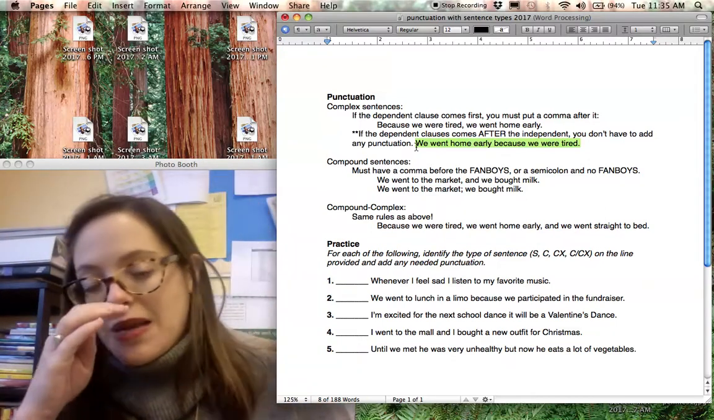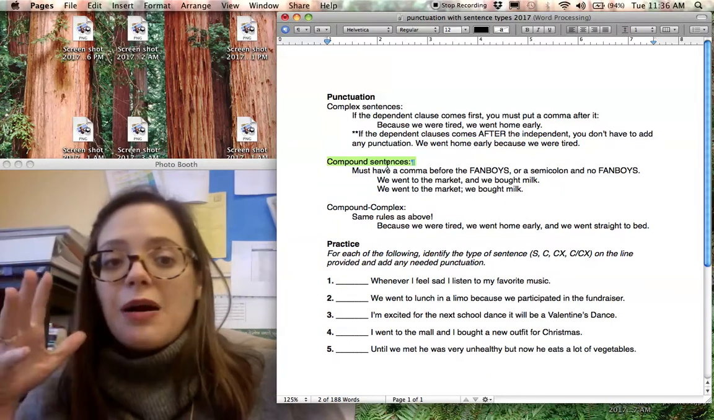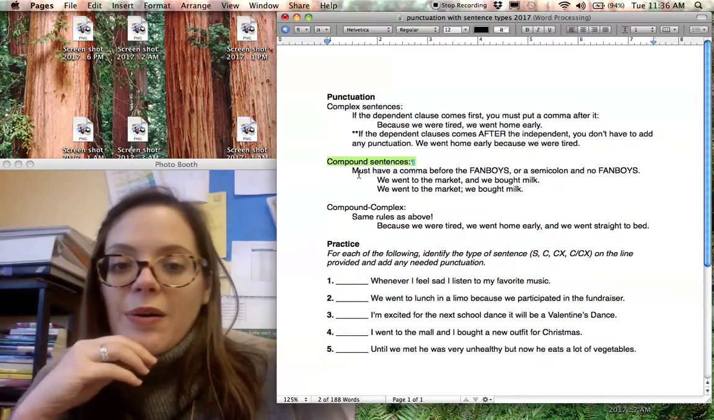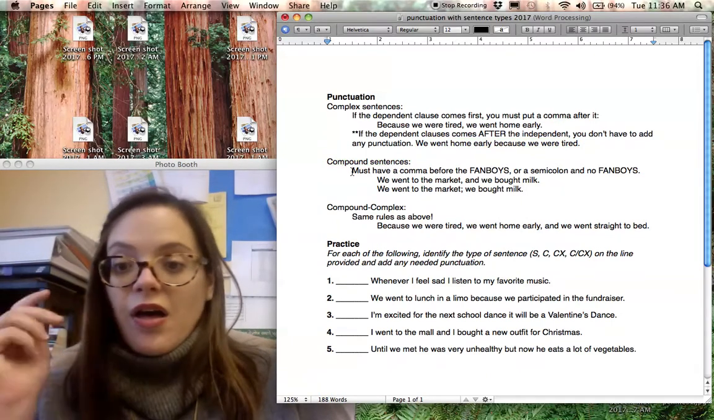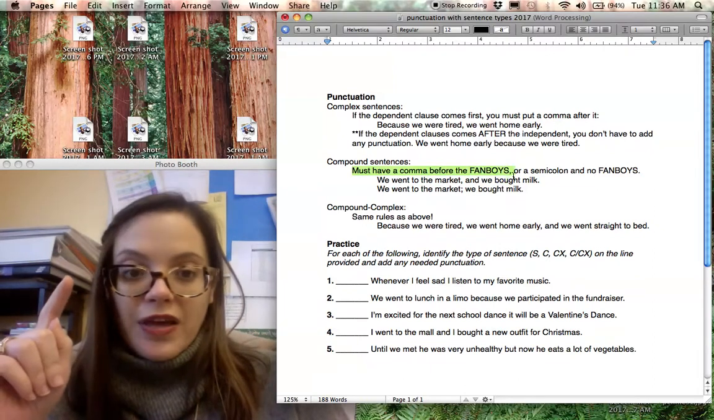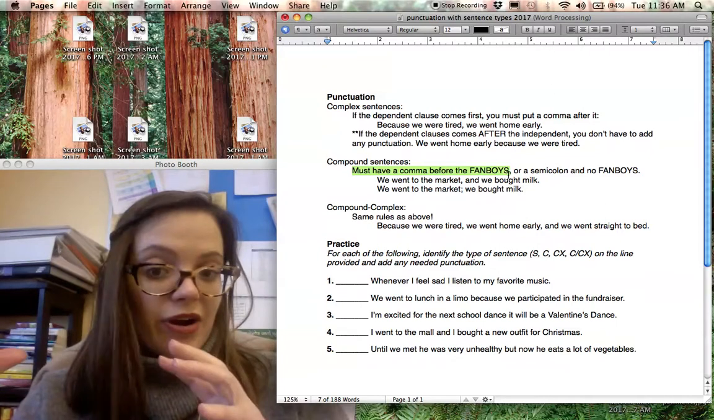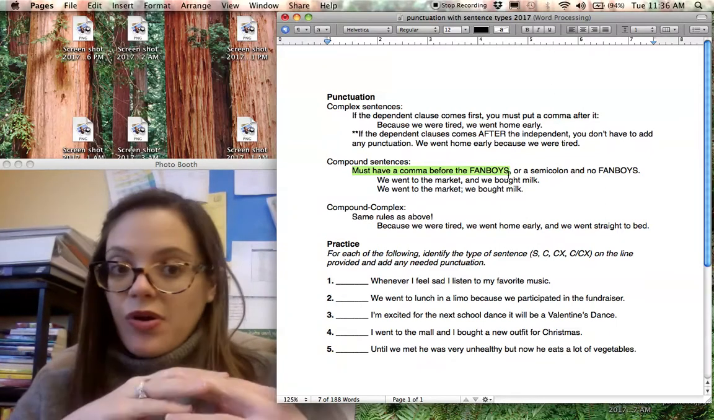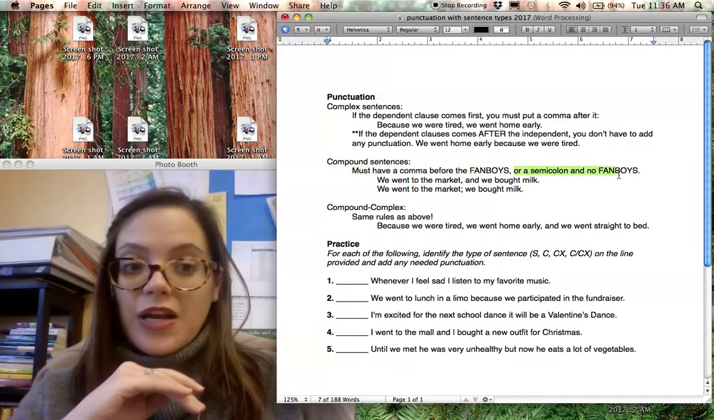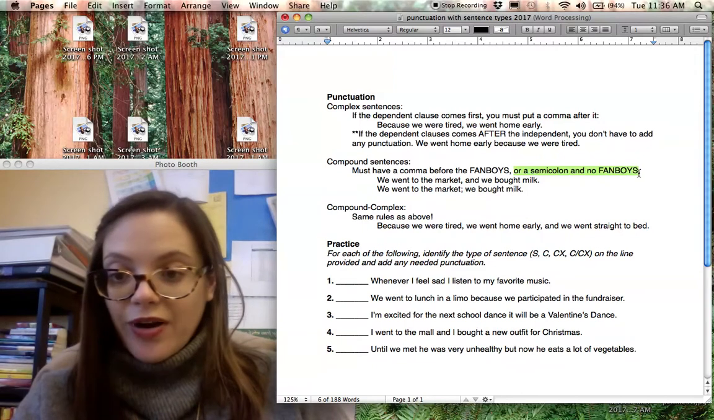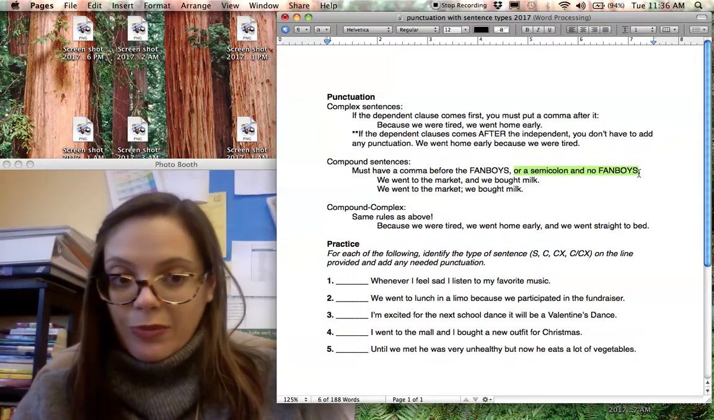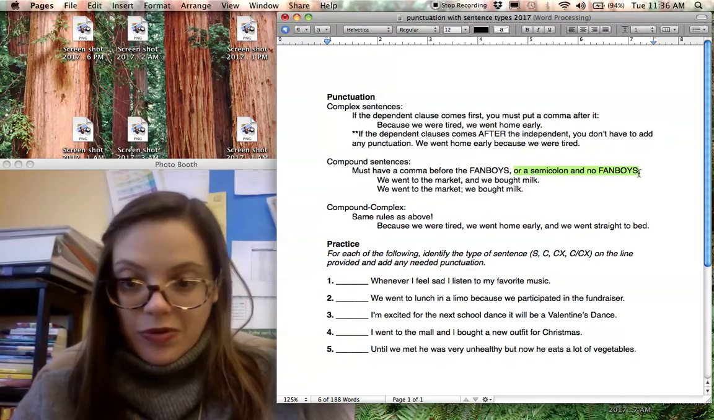All right, now let's talk about compound sentences. A compound sentence must either have a comma before a FANBOYS conjunction, so those two things together. I can't have one or the other. I have to have those two things together, or a semicolon and no FANBOYS. You never, ever put a FANBOYS conjunction with a semicolon.